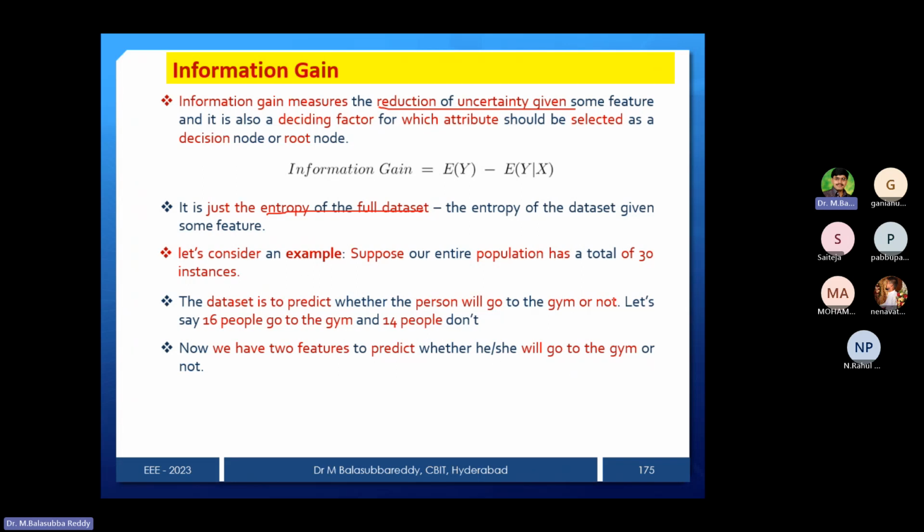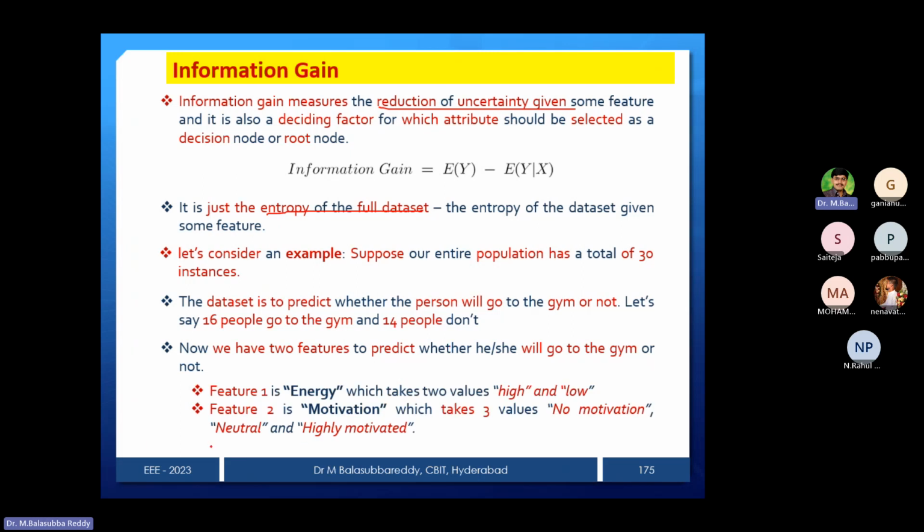So now we can consider this problem. There is a feature 1 and feature 2. For this problem I'm telling, how many total instances are there? 30 instances. In the data set, 16 people are going to the gym and 14 are not. This is the data set that is available.